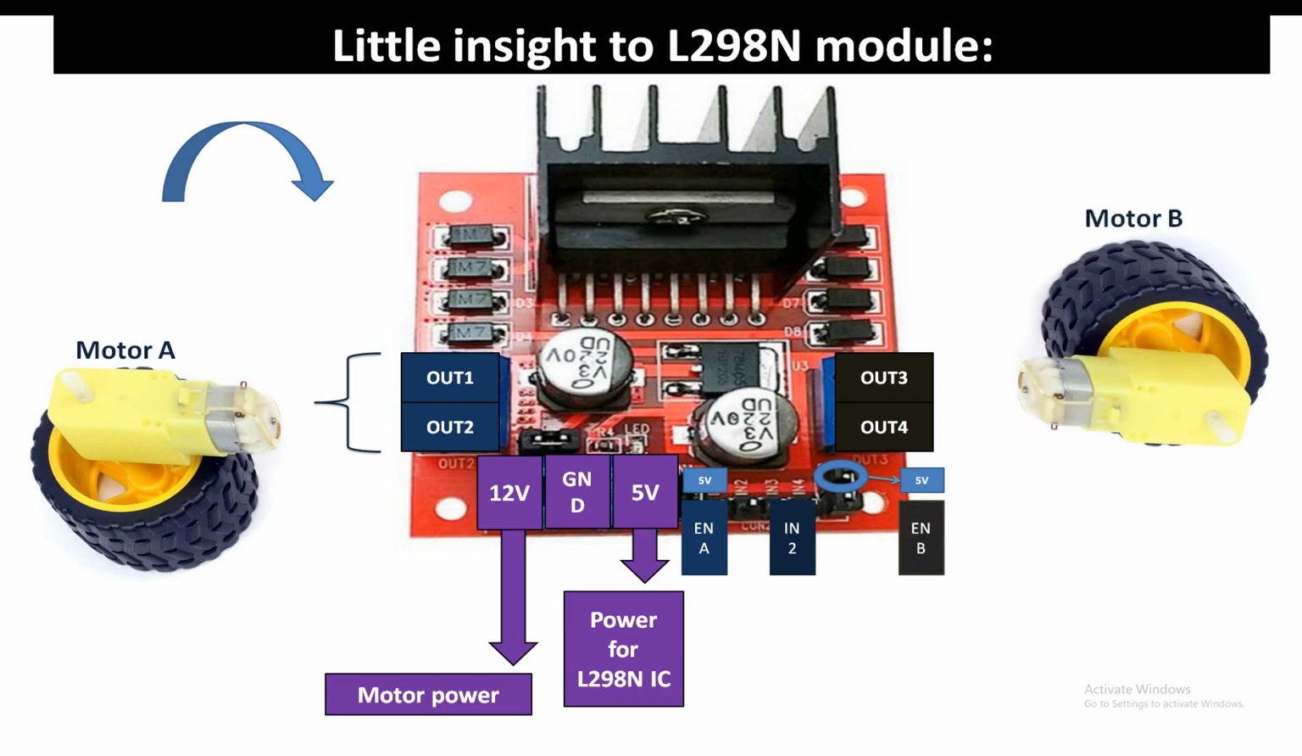Now for the second gate, enable B, you give the 5 volt to the enable B pin. This is the enable B pin. You just place a jumper here for the enable B and a jumper here for the enable A. Both the gates will be enabled.